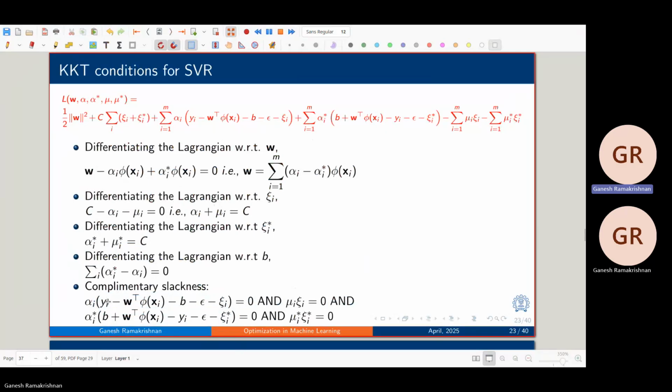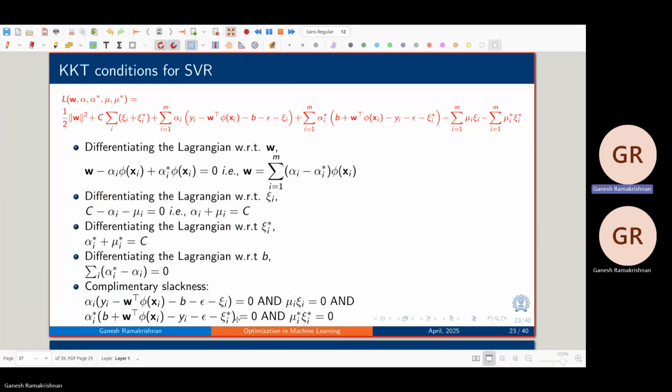What will happen for those points with alpha I and alpha star between 0 and C? Yi minus W transpose phi xi minus B equals epsilon. B plus W transpose phi xi minus Yi equals epsilon. And these will turn out to be what we call the support vectors, right? So the visualization is you have the separating hyperplane, and we have the supporting hyperplanes.